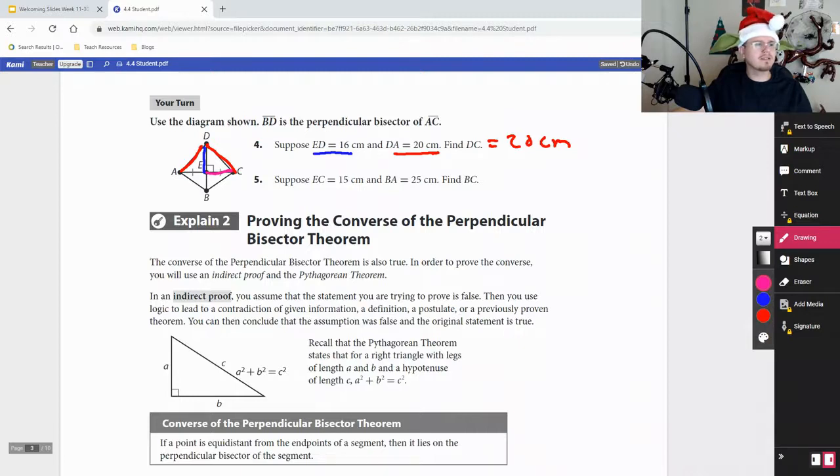EC is 15 centimeters. BA is 25 centimeters. Find BC. Well, clearly, this is equidistant from there, so you copy that over there. Follows the perpendicular bisector theorem, and that is the perpendicular bisector BD. So this would also be 25 centimeters. Sometimes geometry just feels like it's too easy, right? It is what it is. So, explain 2.